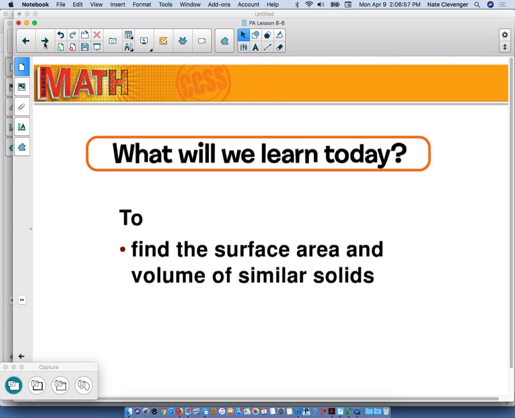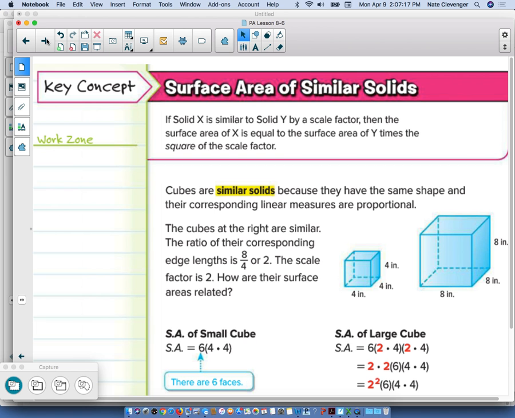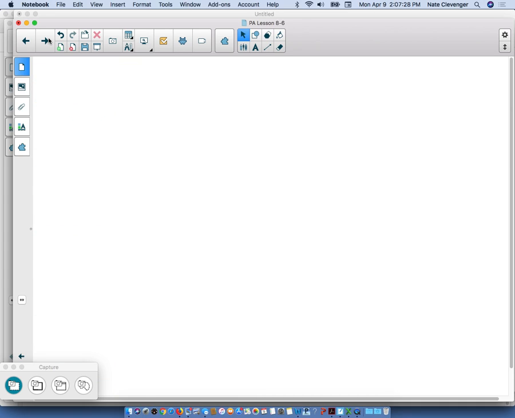Today we're going to work with surface area, doing the same type of thing, but we're also going to deal with finding the volume of similar solids. Similar solids are solids that are shaped the same, they're just a different size. Just like a similar figure. So any cube would be similar, because all the sides are the same length, it's all proportional, all that kind of good stuff is taking place.